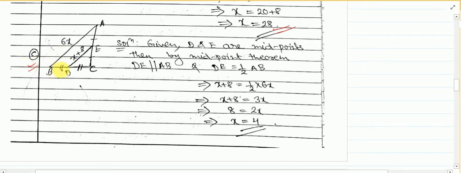Then this is your C. For C, you are going to draw the figure. I have labeled it as A, B, C, D, E. Here you can see that D is the midpoint and E is the midpoint, they are midpoints of BC and AC. Then by midpoint theorem, DE has to be parallel to AB and DE will be half of AB. So this is written down. Substitute the value and you will get your answer. This is how you are going to do it, so you can just pause the video and write it.